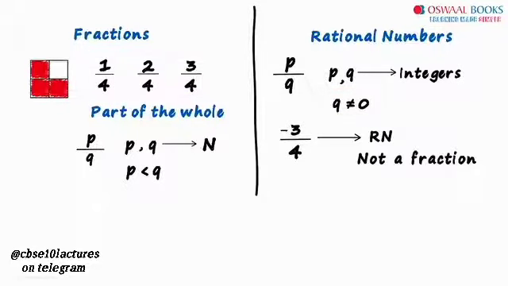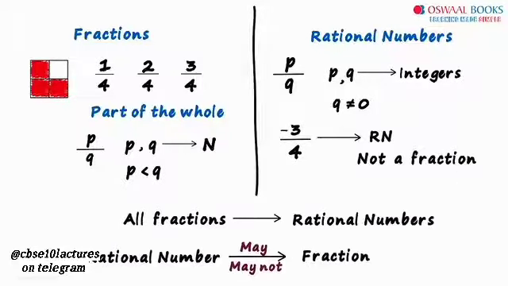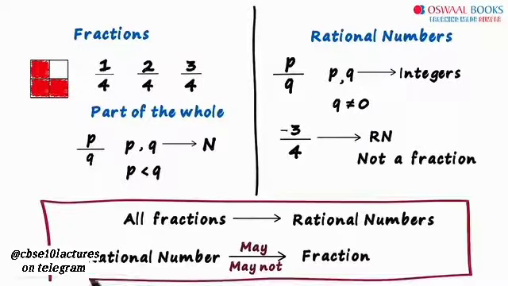Simple. This tells us that all fractions are rational numbers, but a rational number may or may not be a fraction. This is a very important thing we need to understand about fractions and rational numbers.